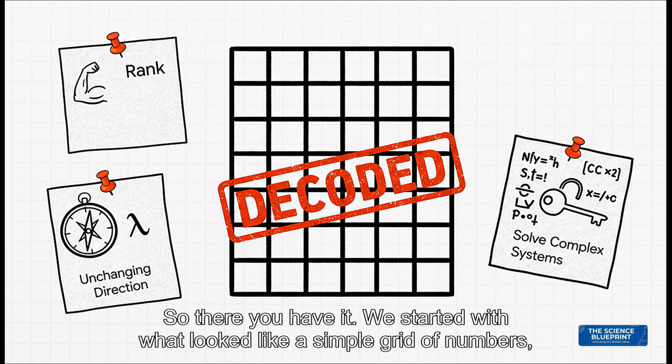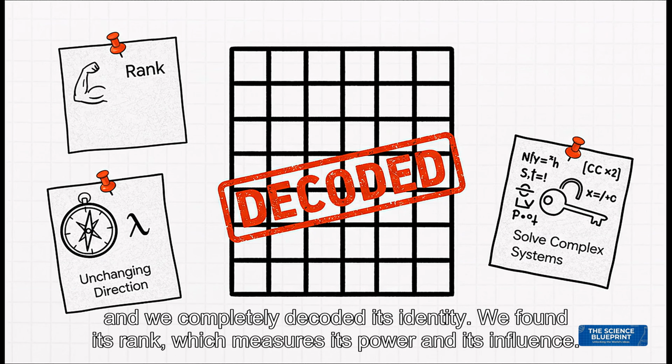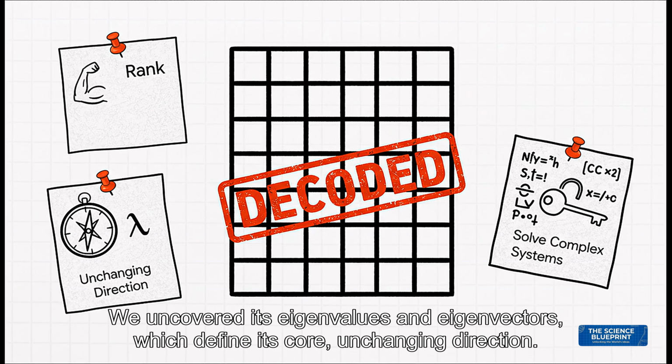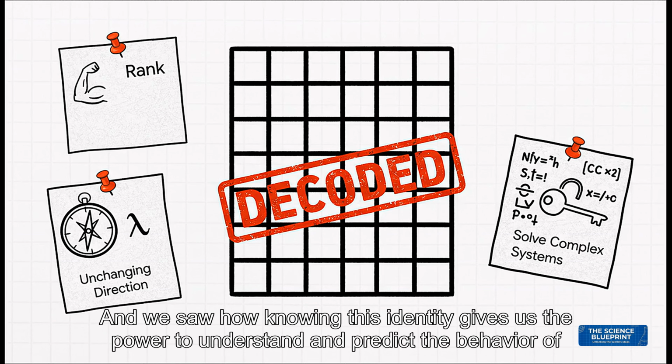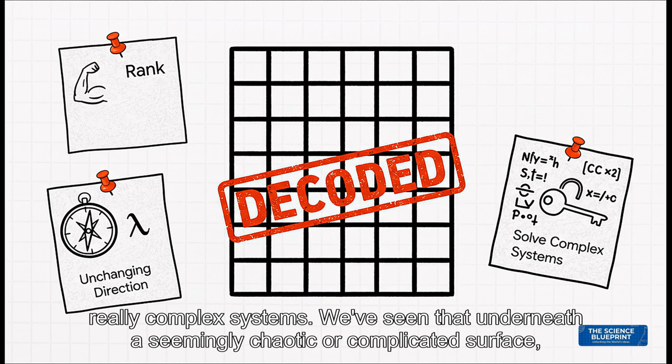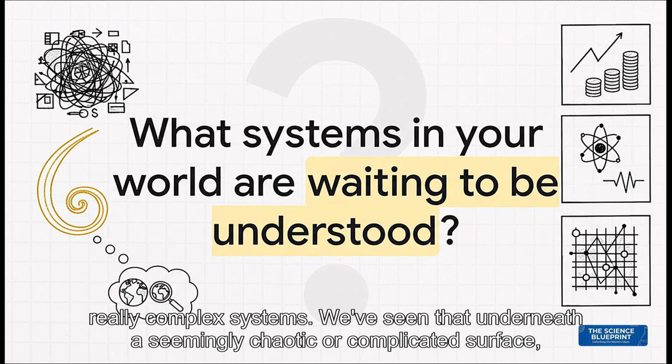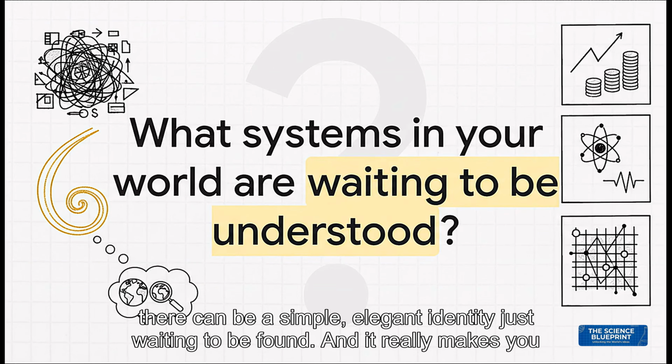So there you have it. We started with what looked like a simple grid of numbers, and we completely decoded its identity. We found its rank, which measures its power and its influence. We uncovered its eigenvalues and eigenvectors, which define its core unchanging direction. And we saw how knowing this identity gives us the power to understand and predict the behavior of really complex systems. We've seen that underneath a seemingly chaotic or complicated surface, there can be a simple, elegant identity just waiting to be found.